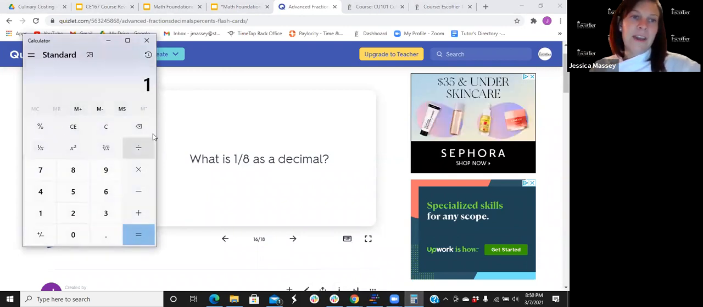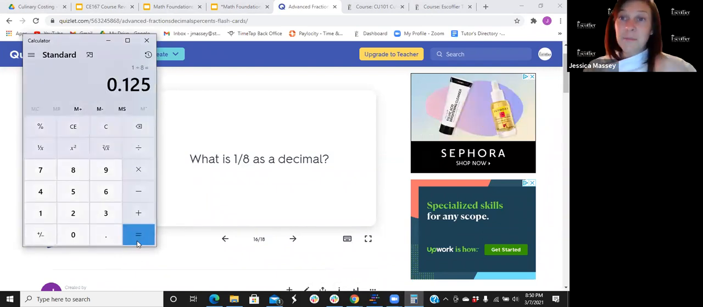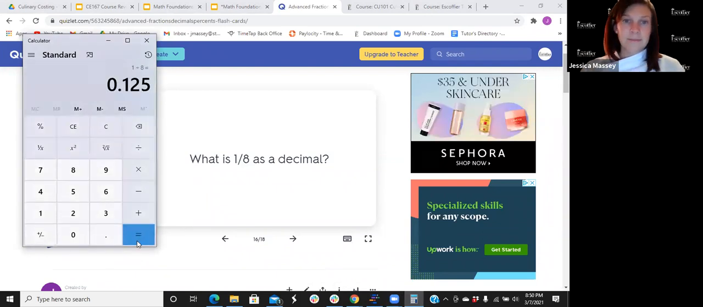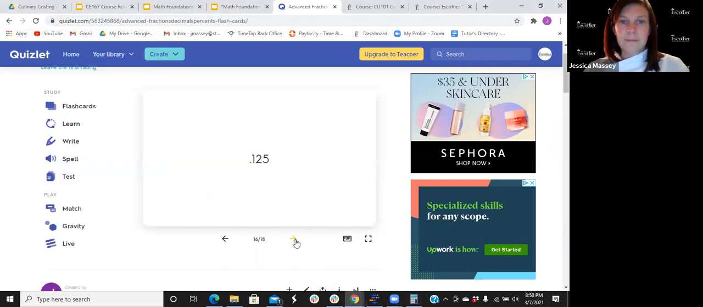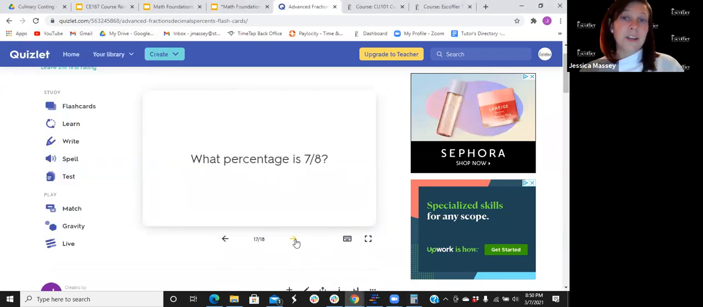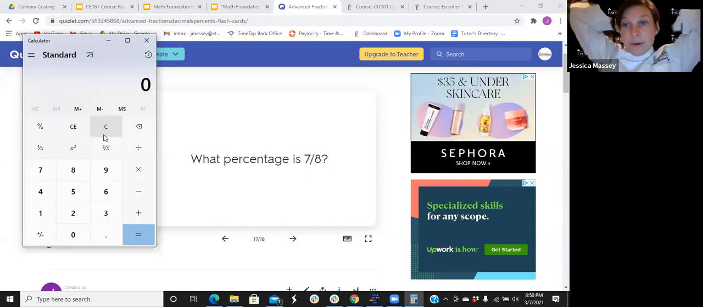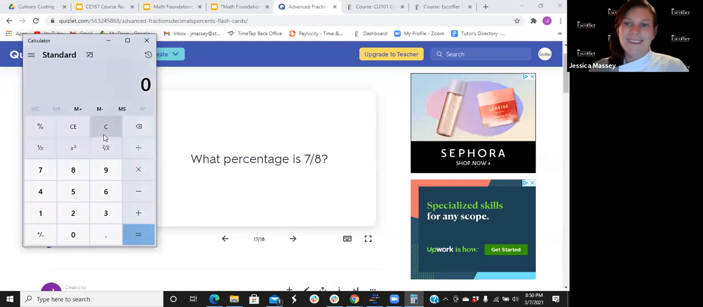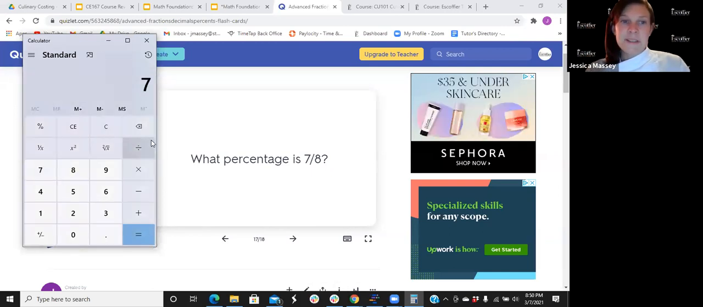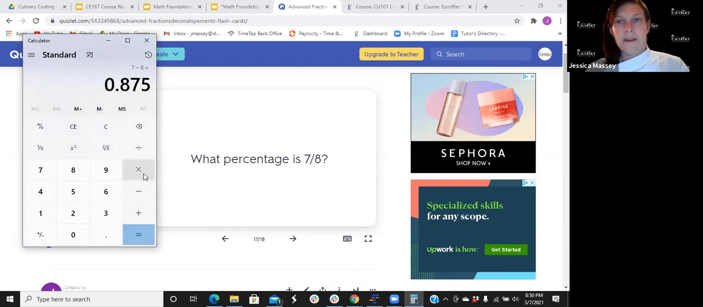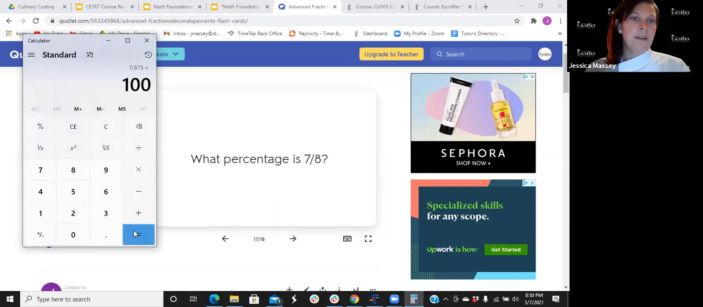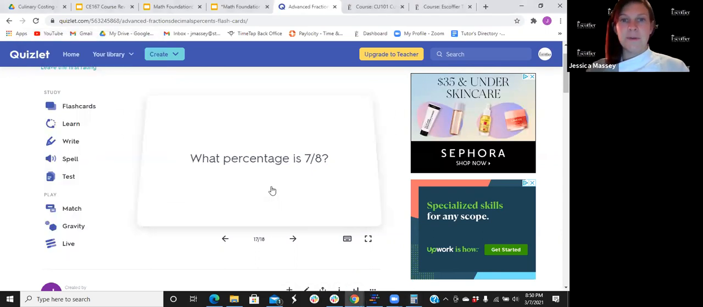What is 1/8 as a decimal? So again, we got that 1 top number divided by that bottom number, and we get 0.125. What percentage is 7/8? So same question, but I asked you backwards just to switch it up a bit. So you'd still do that 7 divided by your 8, and then you'd still times it by 100. And we get 87.5%.